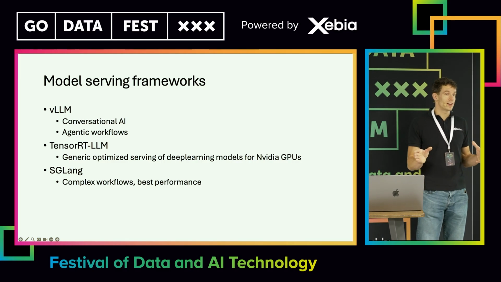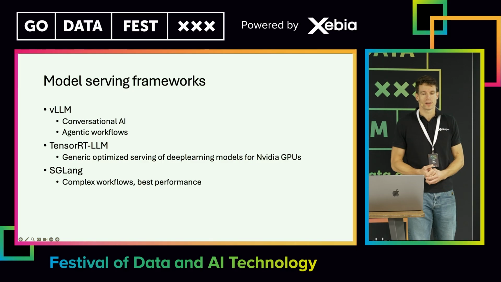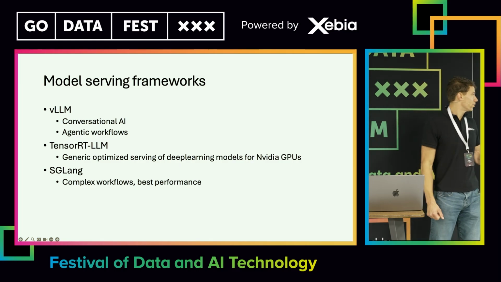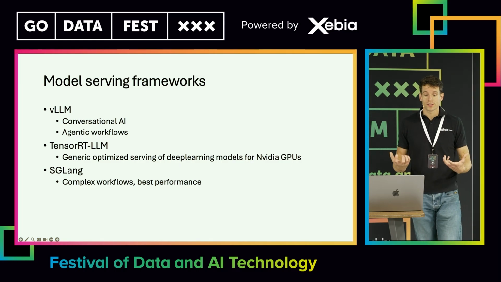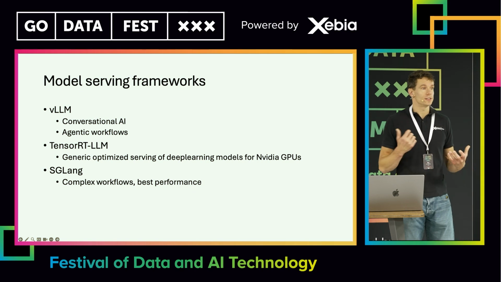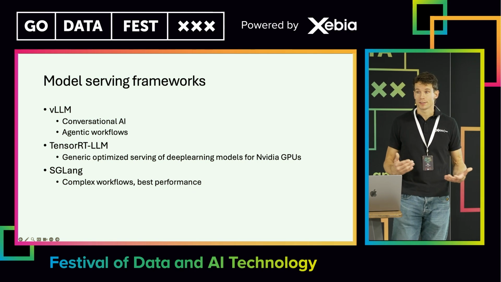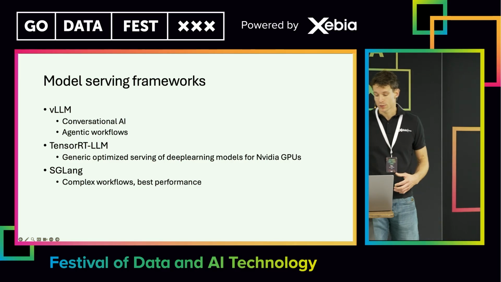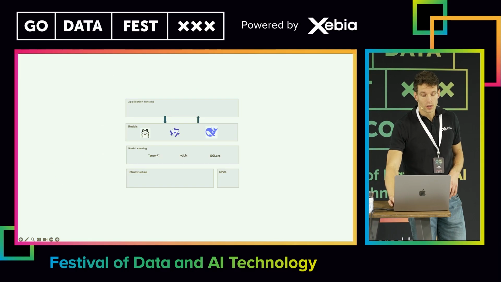Then finally, we have SGLang, which is a more complex framework to use. I've tried to use it, but the documentation is not very good. The community is smaller than vLLM. But this framework works better for these more complex workflows, and you're able to get more performance, latency, and resource utilization from this framework. So here you see that there's different options that you can pick.